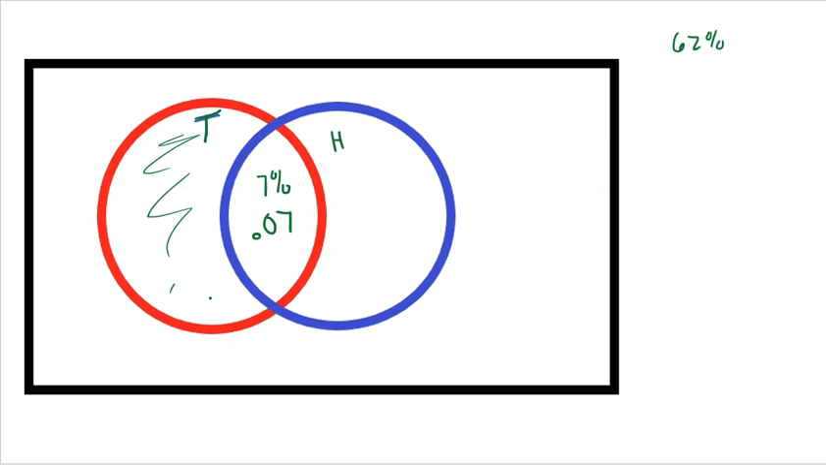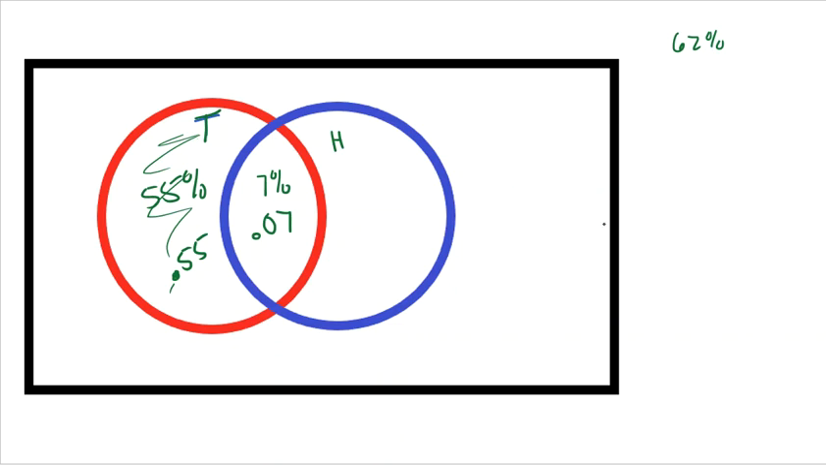So this is actually pretty easy to figure out. If the entire turkey circle is 62% and 7% is being overlapped with ham, then do 62 minus 7 and we would get 55% have only turkey, turkey and no ham. So it'd be 0.55. So again, the entire red circle does add up to that 62%, but 7% also has ham, where 55% only has turkey, no ham.